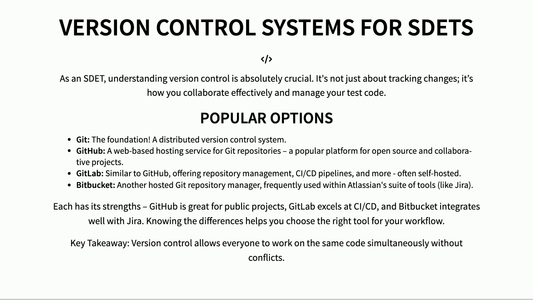Then we have platforms like GitHub, GitLab, and Bitbucket, which provide web interfaces for hosting your Git repositories and making collaboration easier. Think of them as places to store and share your code. Each platform offers slightly different features and integrations, so it's worth exploring what might be best for your team's needs. Ultimately, version control is all about teamwork. You can have multiple people working on the same test code simultaneously without messing things up.